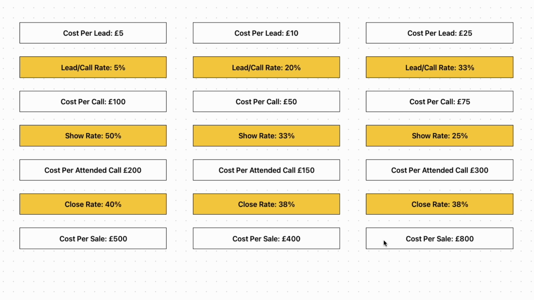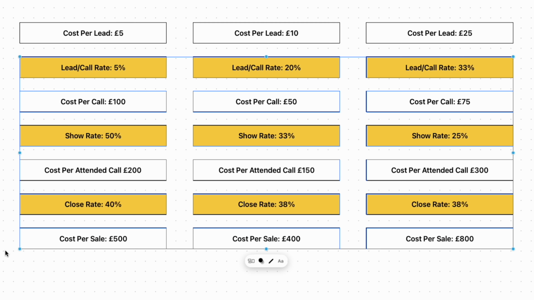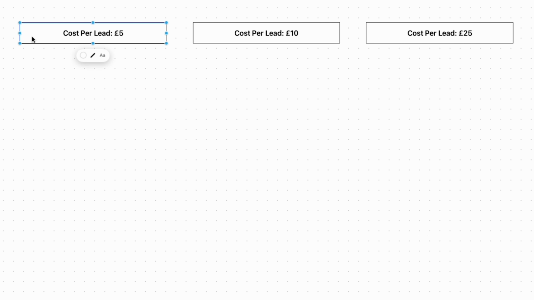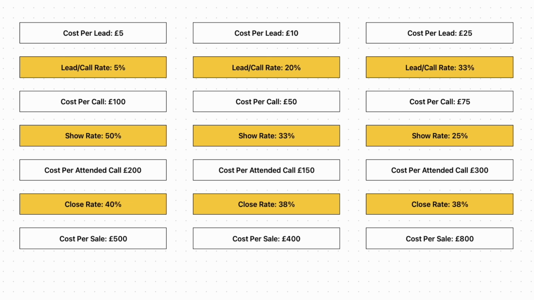Now, if we were only tracking this top bit of data, so if we remove all of this, we would just be saying we need cheap leads, we need cheaper leads. But that's not the right approach, because as we can see here, it actually plays out in a different way. Now, these are just examples, and to illustrate this for the video, I've made these examples where the slightly more expensive lead cost was equaling a more cost-effective sale cost. However, it's not always the case, but this is what we see many, many times.